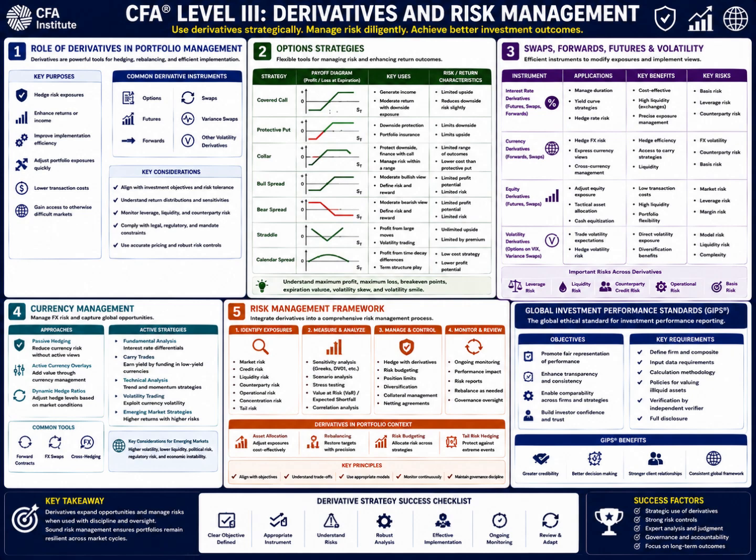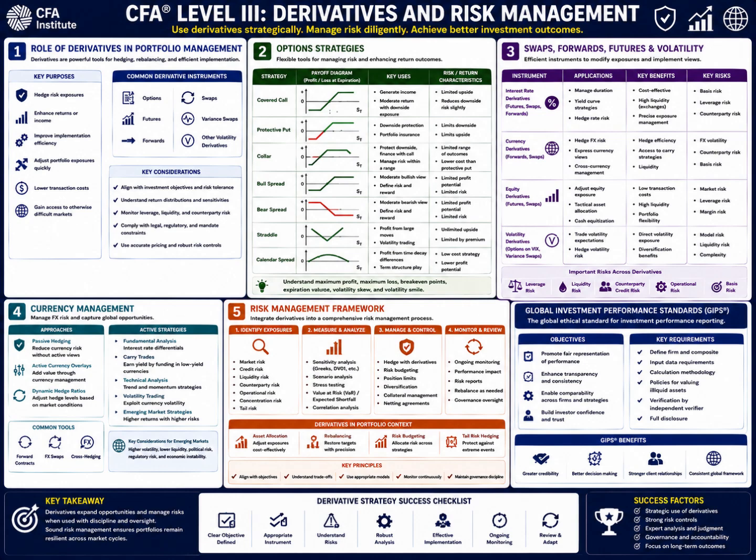Risk management in CFA Level 3 extends beyond derivative instruments into broader portfolio construction and investment governance considerations. Candidates learn how derivatives can be integrated into asset allocation, portfolio rebalancing, and risk budgeting frameworks. The curriculum emphasizes stress testing, scenario analysis, and sensitivity analysis to evaluate how portfolios respond to changing market environments. Effective risk management requires understanding correlations, liquidity risks, tail risks, and the interaction between multiple asset classes during periods of financial stress.